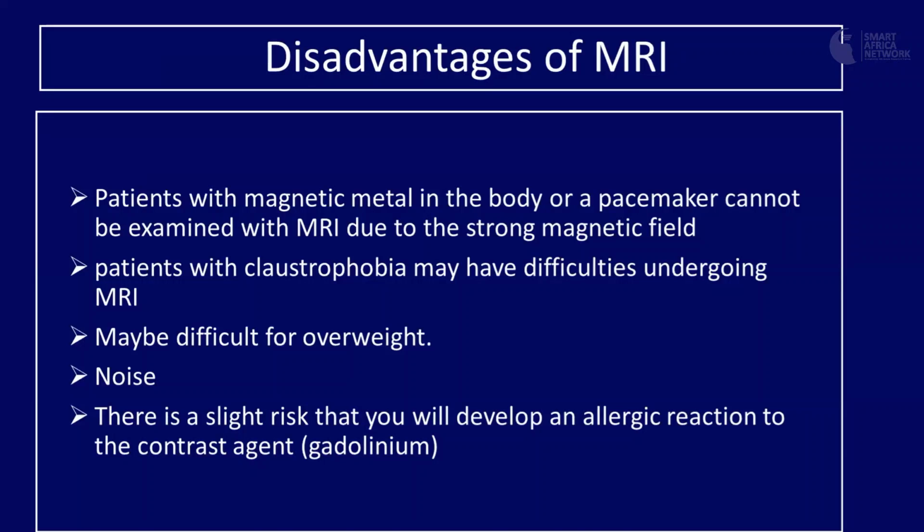Patients who are claustrophobic may find it difficult to undergo MRI examination. May be difficult for overweight patients, especially the closed type of MRI. The noise from changing of the gradients can be a thing of concern, because when you get into the machine, you hear some noise as gradients are being changed. There is slight risk of developing allergic reaction to contrast agents. And the little risk of nephrogenic systemic fibrosis, okay?